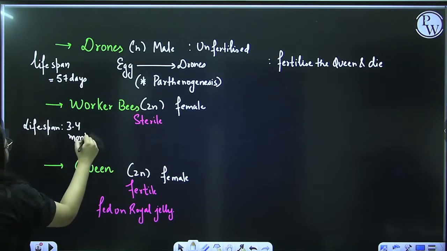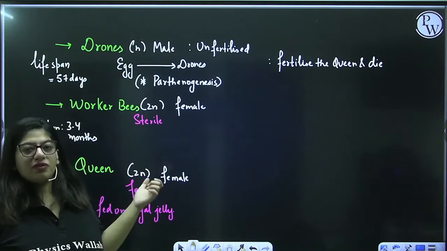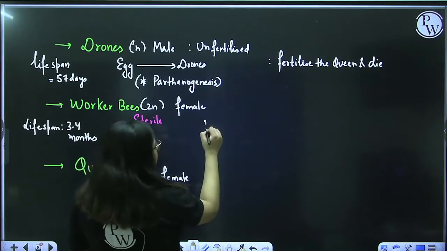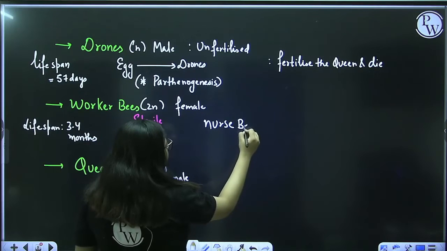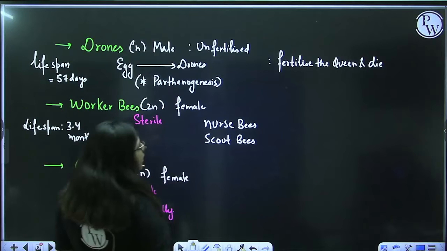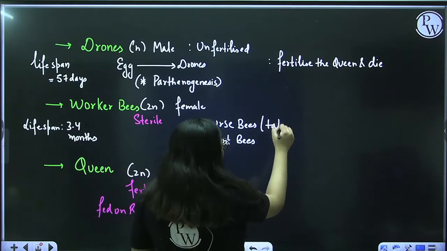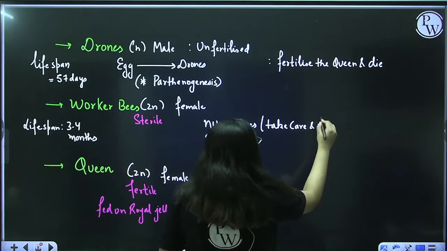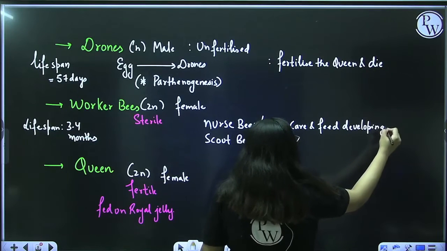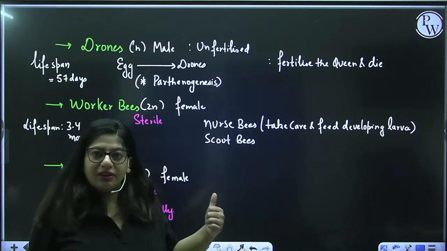And you must have heard of a phrase, busy like a bee. So that phrase is for worker bee, because worker bees are the ones that perform all the functions in the beehive. They act as a nurse. They are nurse bees. They are protective and they go for food search. They are scout bees. So basically they are nurse bees because they take care and feed developing larvas. Whatever babies the queen is producing, they are taken care of by the nurse bees.